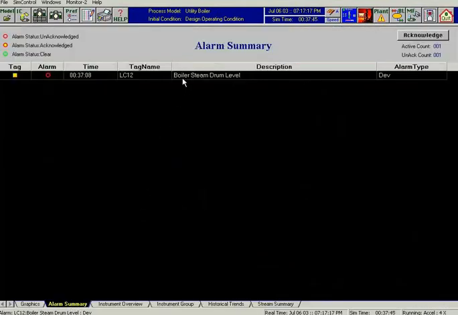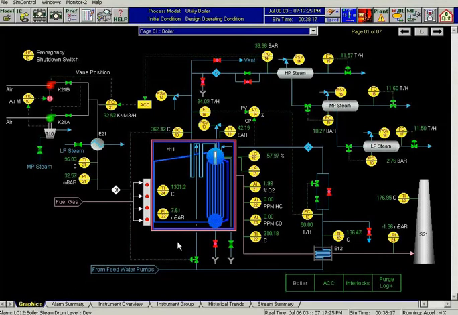As we see, we have a deviation alarm of the steam drum level. That's what DEV means. Let's go back to the process graphics. What's wrong with the level? This alarm means that level is more than 5% away from its usual set point of 50%.